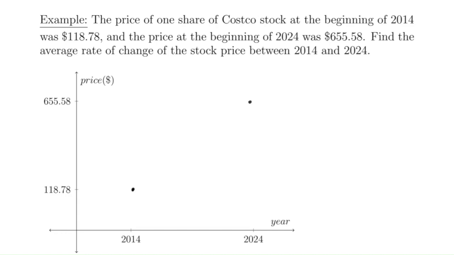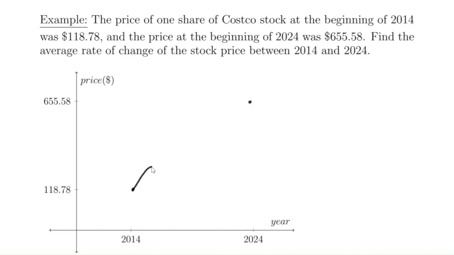Now, notice all that we really know about the stock price is these two data points. We don't know what happened to the price of the stock between these 2 years, 2014 and 2024. We don't know how it was increasing or decreasing. It may have dipped down below here and then gone way up. We don't know. But these two values are enough information to tell us what was the average rate of change of the stock price between 2014 and 2024.